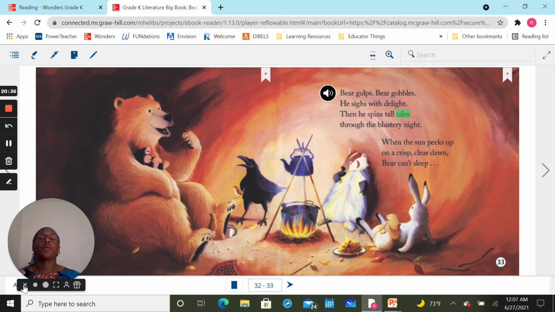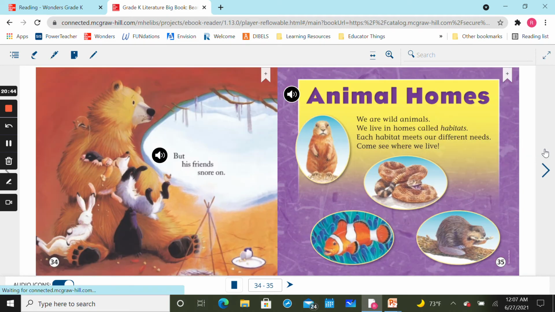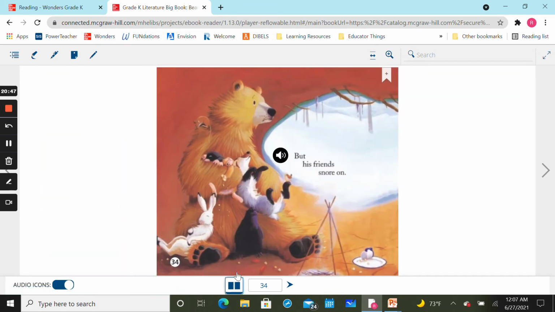And so when the sun peeks up on a crisp, clear dawn, Bear can't sleep, but his friends snore on. The end.